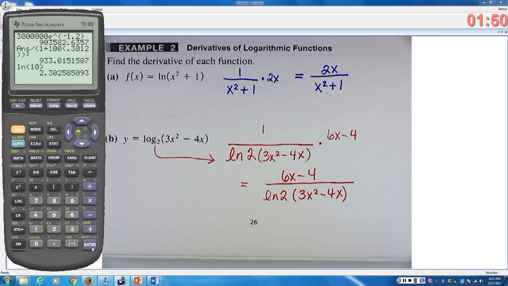Questions? Now the good news here is that honestly my math lab doesn't make you simplify these as much. It doesn't try to show you all the simplifications because there's really not much you can do in most of these.